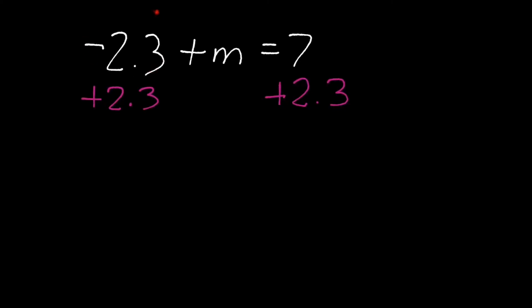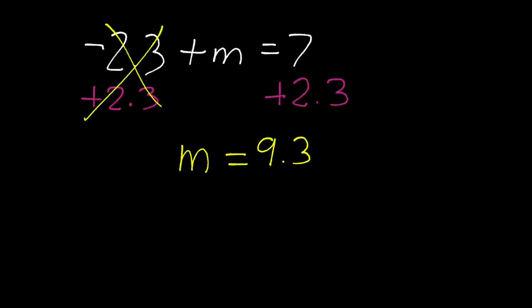Because remember, if I have -2 3/10 and I add that back, those are going to cancel themselves out. It's like saying, oh, I'm $2.30 in debt, so if I add $2.30 to my bank account, suddenly I'm not in debt anymore. So those will cancel out, and we have m equaling 9 3/10. All we have to do now is check.